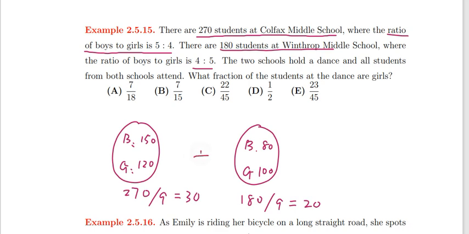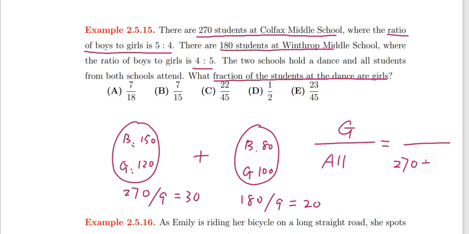Then we put the two schools together. We want to find what is the fraction of students that are girls. So we just find totally how many girls, so just the girls over all. Here all is 270 plus 180, the total students. So how many girls? Just add them up to 220, right?